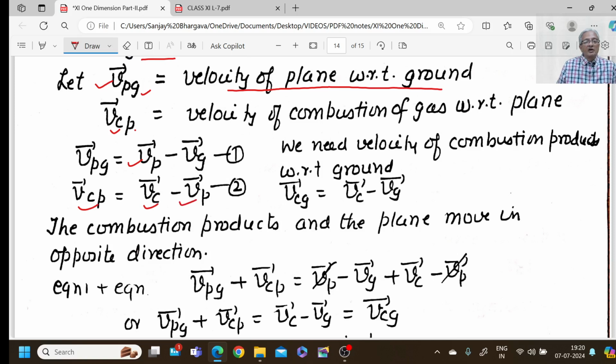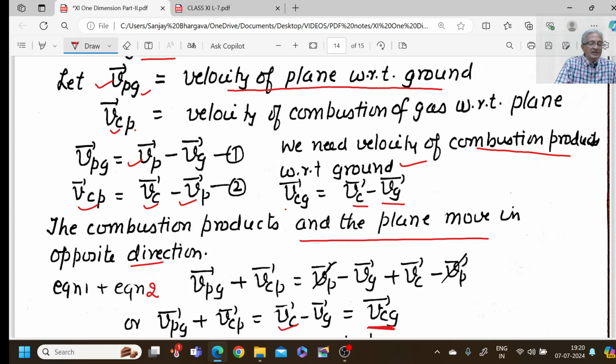Then we are required to calculate the velocity of the combustion product with respect to the ground, VCG, that is VC minus VG. The combustion product and the plane are moving in the opposite direction. So equation 1 plus equation number 2, we get VPG plus VCP. So this VP cancels and we get VC minus VG, which is nothing but VCG, the required one.